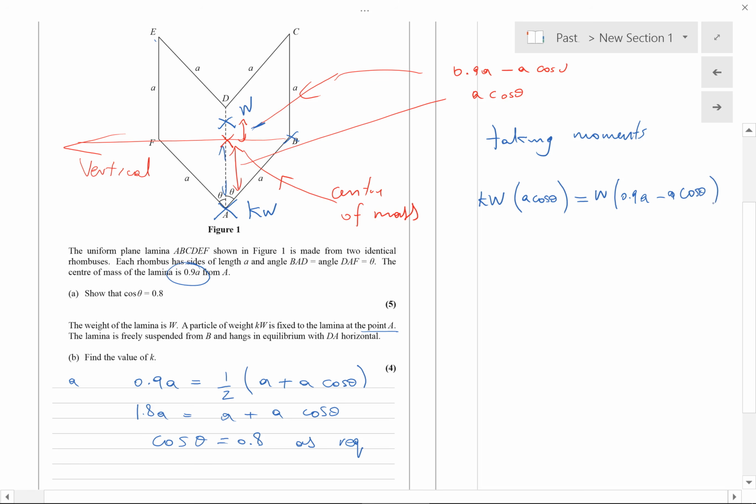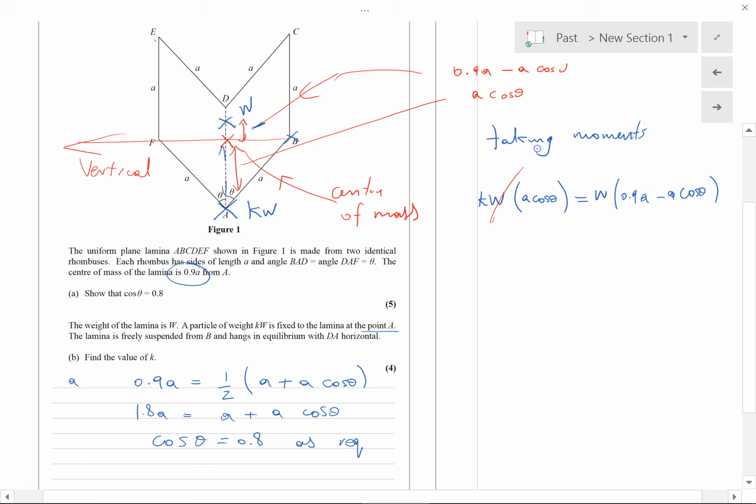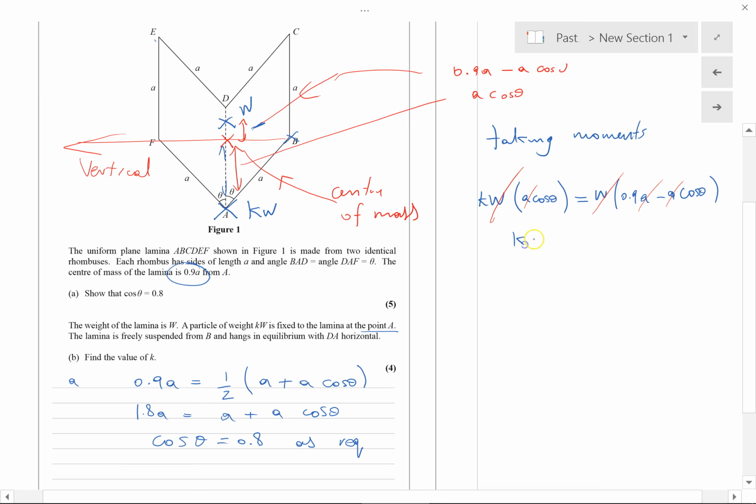Okay, so if we work that out, W obviously cancels, A obviously cancels. We know cos theta is 0.8, but I'll not bother putting it in just for the moment. That gives us K cos theta is equal to 0.9 minus cos theta. Let's put it in now. So 0.8k is equal to 0.1. So k must be equal to 1 over 8.